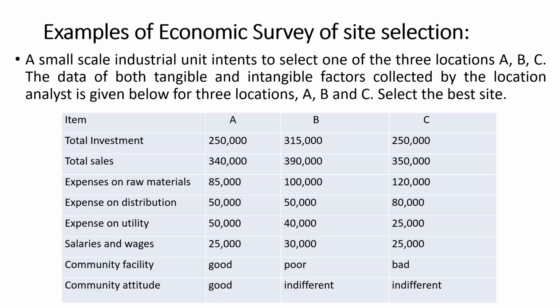So as far as the qualitative factors are concerned, with respect to community facility and community attitude, site A is the best, right? It's good for both community facility and community attitude, but site B is the worst. Okay, so this also we should keep in consideration when we go for site selection. We should not only consider the economic or the tangible figures.